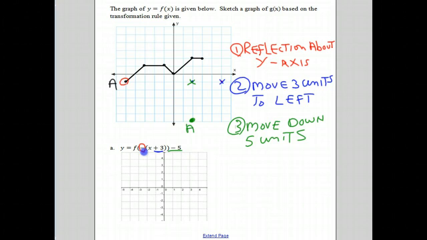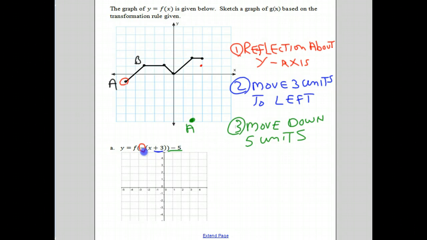So now let's look at point B. And what we'll do is we will erase those intermediate points to make it a little bit easier. So let's look at point B. Once again, we can do the same thing. It's going to be reflected about the y-axis. So this point at negative 3, comma 1 is now going to go to 3, comma 1.